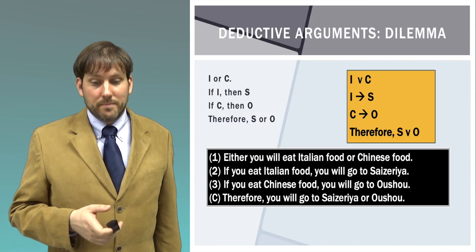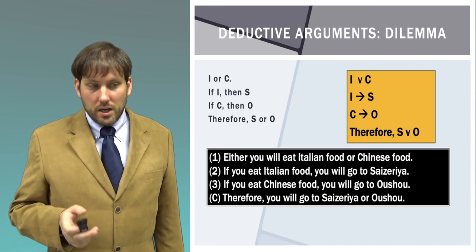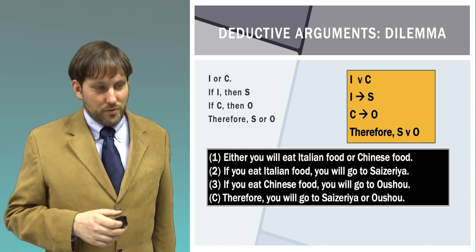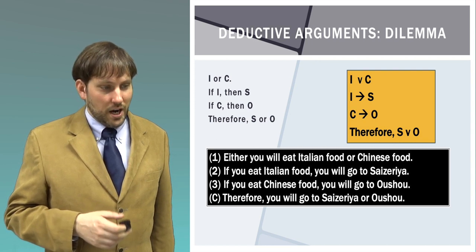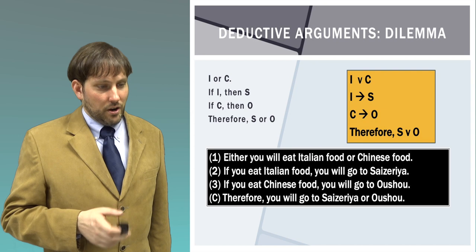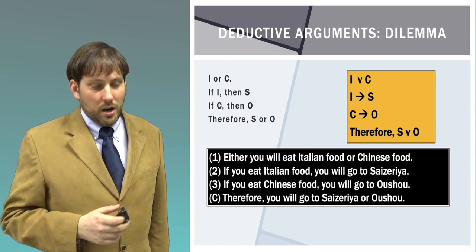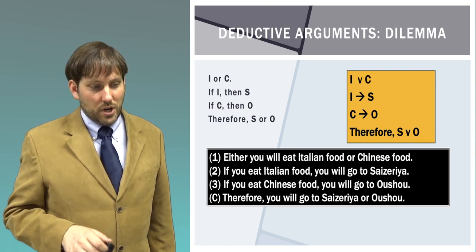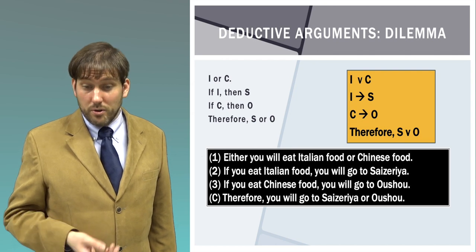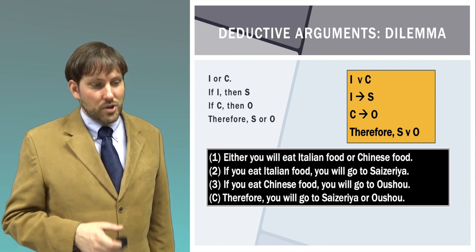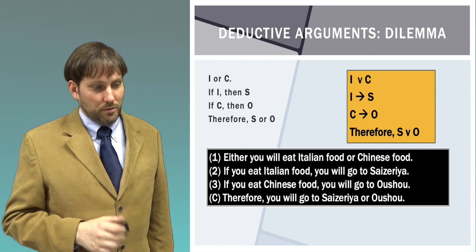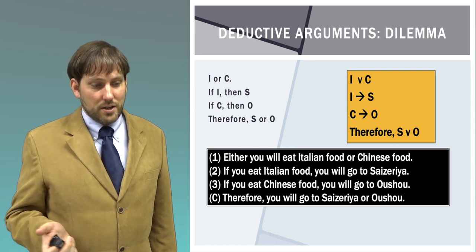Deductive arguments: dilemma. So, dilemma, it has the most variables of all of these. So we have I or C, if I then S, if C then O, therefore S or O. Either you will eat Italian food or Chinese food. If you eat Italian food, you will go to Caesarea. If you eat Chinese food, you will go to Osho. Therefore, you will go to Caesarea or to Osho.